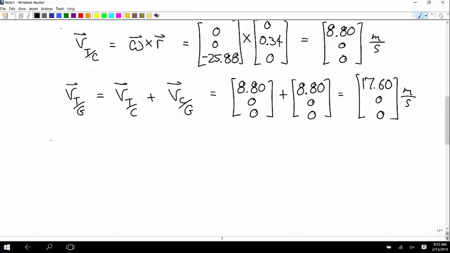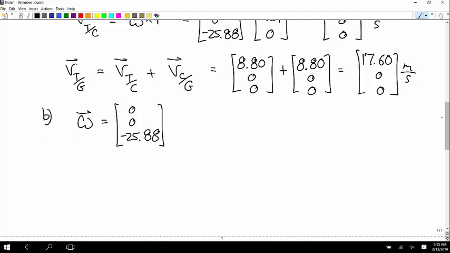Okay, so now same thing with the bottom. Do we have to go through the calculation again of omega? No, that represents the whole wheel. So we already have the omega. This is still 0, 0, negative 25.88. The only thing that's going to change is that we have a new value for R. For the bottom of the wheel, you go from the center in the negative y direction. So this is 0, negative 0.340.